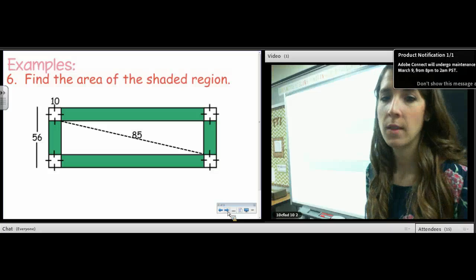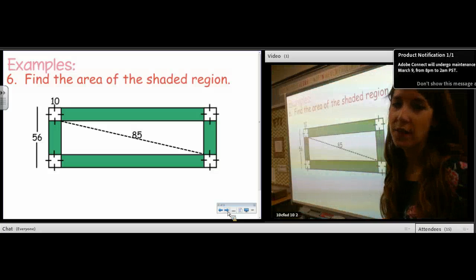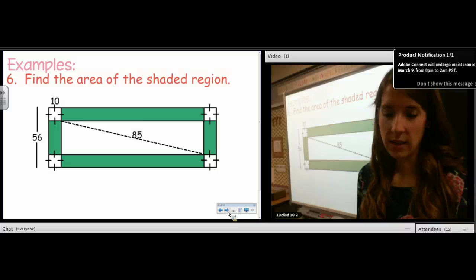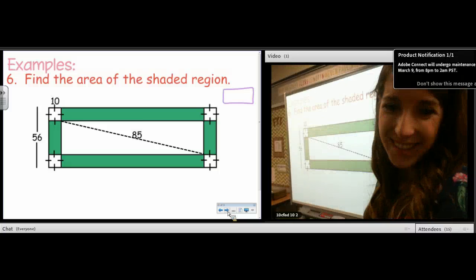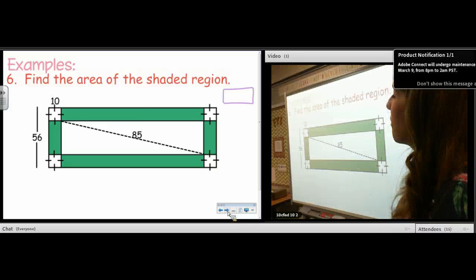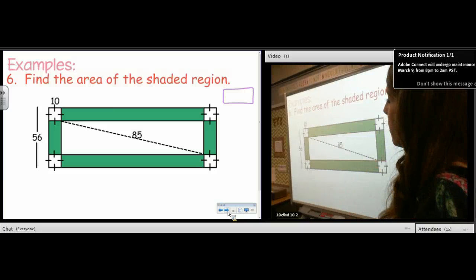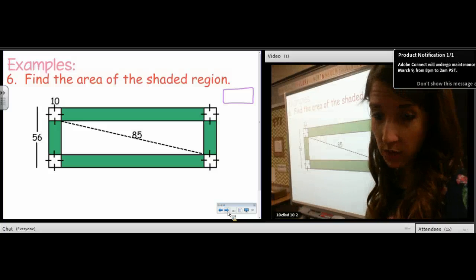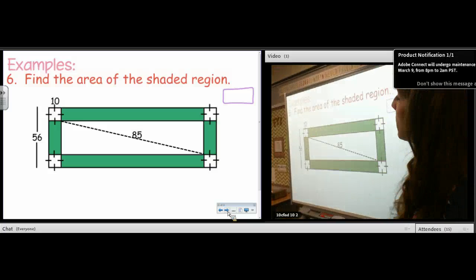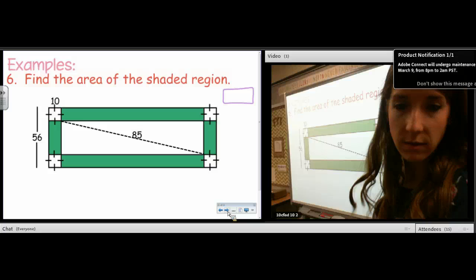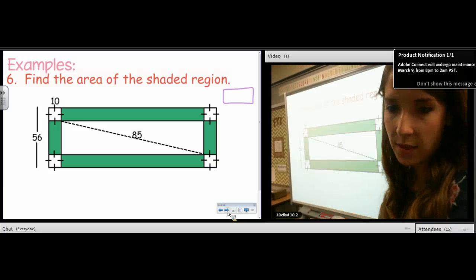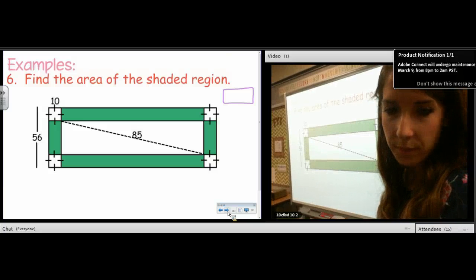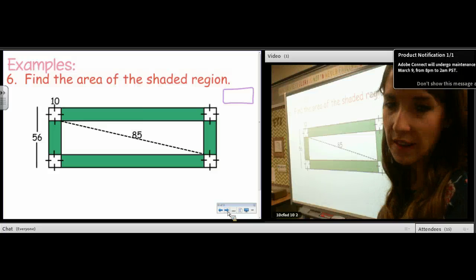Yep. All right, just for fun, find the area of the shaded region. Would y'all rather find the area of the whole rectangle and then subtract out the white? Do you want to do subtraction? Or do you want to just find the area of the 4 greens and add them up? Just find the areas of the greens.